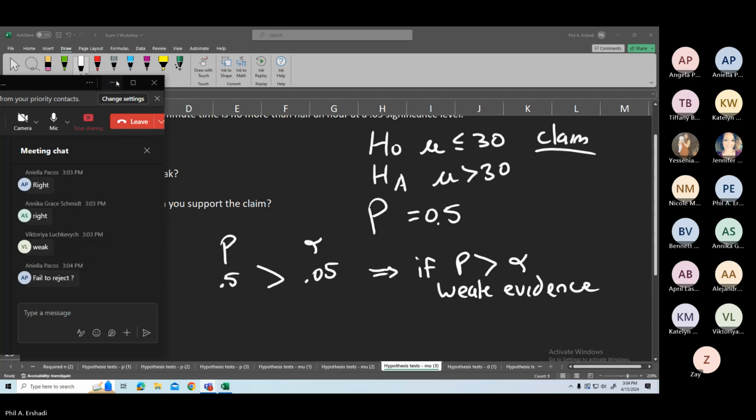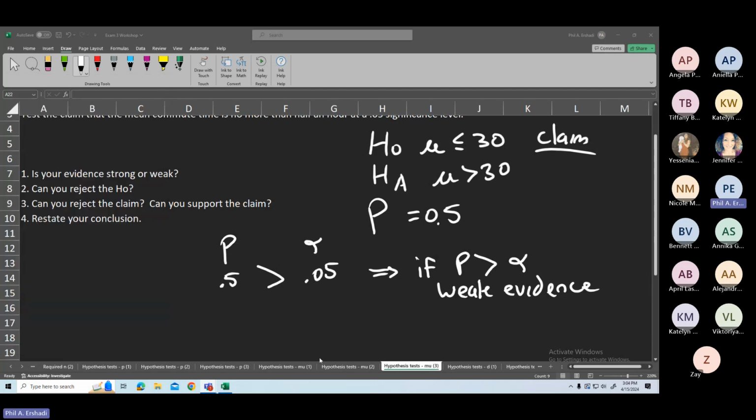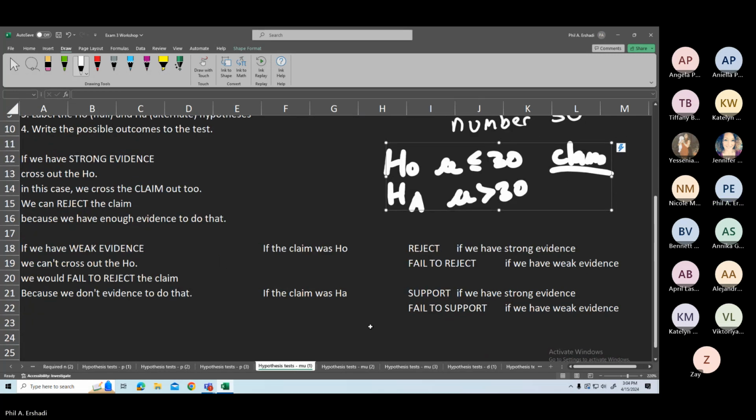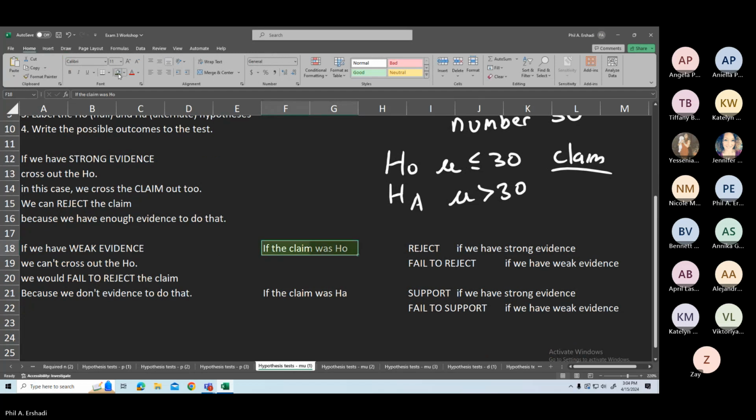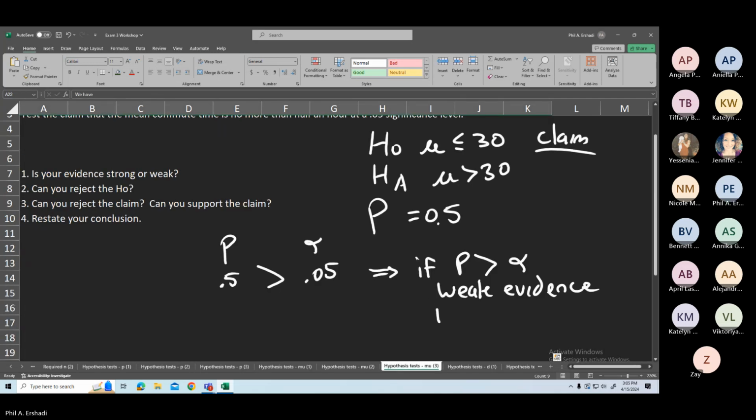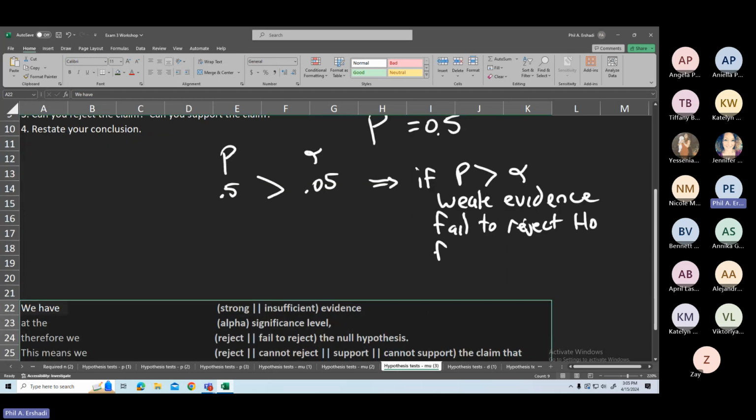That's right. Weak evidence. Again, I want to bring you back to this table. The claim was null. And because we have weak evidence, we fail to reject. So write that down. Not only have we failed to reject the null, but we have also failed to reject the claim.